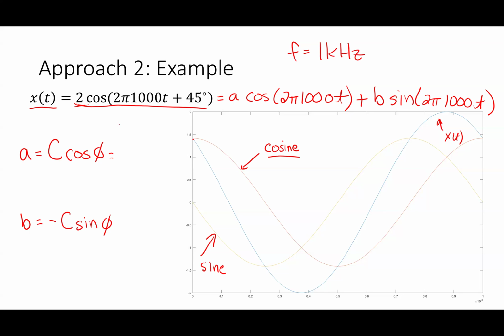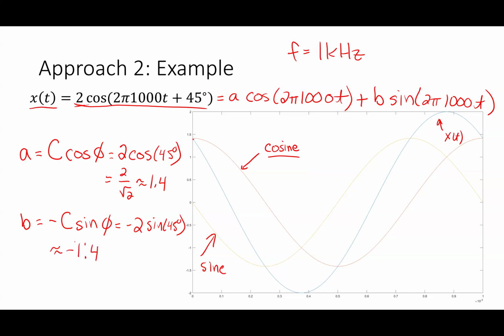C is 2. And what's phi? 45. So I say c cosine 45 degrees. Cosine of 45 is 1 over square root of 2. This becomes 2 over root 2, which is approximately 1.4. If I do that here, so I say negative 2 sine of 45 degrees, this works out to be about the same, about negative 1.4.